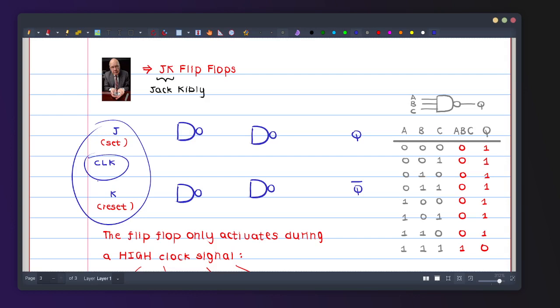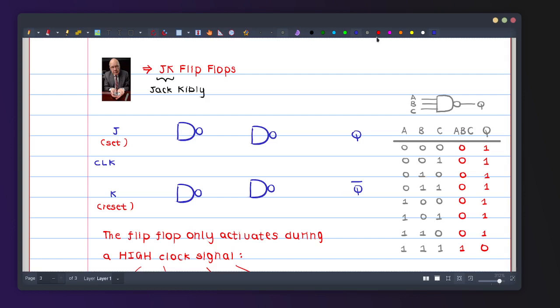So the idea is, not only do we take in a set signal and a reset signal into this circuit, we also take in a clock signal, which is basically a signal that is either 1 or 0 at regular time intervals. And you'll soon realize why this is important. The outputs of this logic gate circuit are Q and Q complement, similar to the SR latch. Q is whatever data it was storing, and Q complement is the opposite of Q.